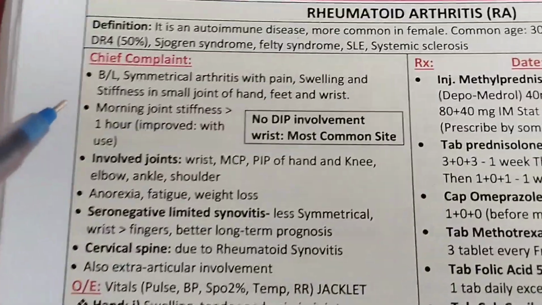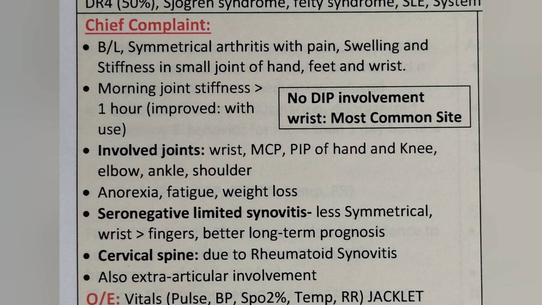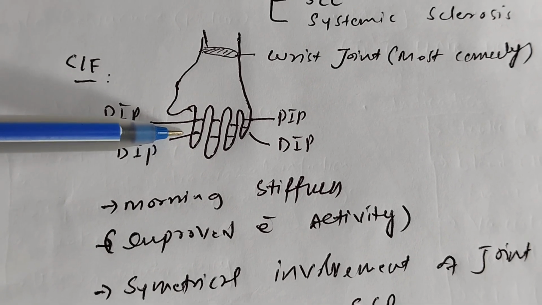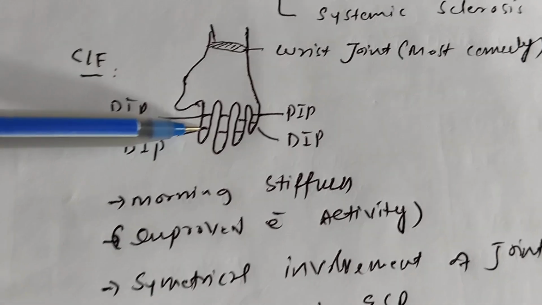Now let us talk about the clinical features. The patient has bilateral symmetrical arthritis with pain, swelling and stiffness in the small joints of the hand, feet and wrist. There will be morning stiffness of more than 1 hour, which improves with activity. There will be no involvement of the distal interphalangeal joint, and the wrist is the most common joint involved. So these are the proximal interphalangeal joints and this is the distal interphalangeal joint. The distal interphalangeal joint is not involved in rheumatoid arthritis.